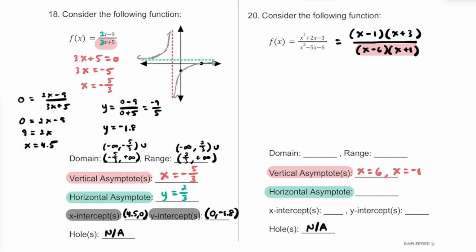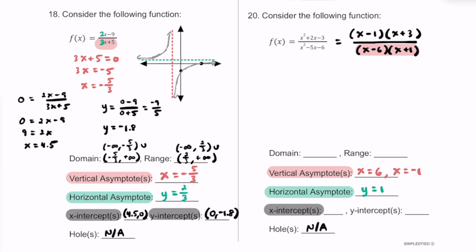For the horizontal asymptotes, we're going to look at the highest degree terms for the numerator and denominator. They're both x squared, so they're tied for having the highest degree. So we're just going to look at the ratio of their leading coefficients. They both have a 1 in front, so 1 over 1 means that we're going to have a horizontal asymptote at y is equal to 1.